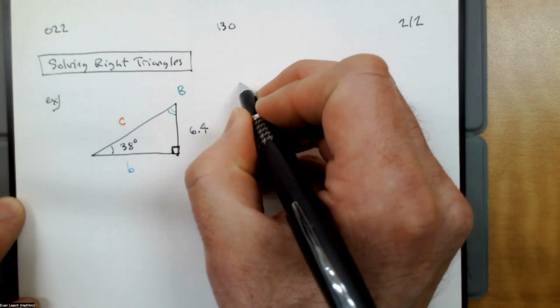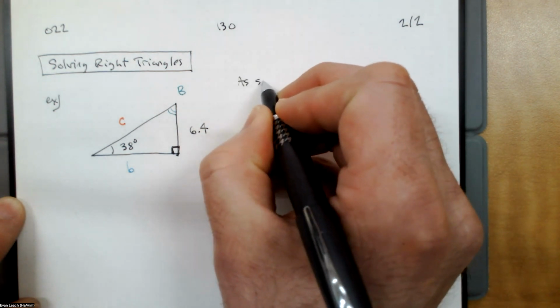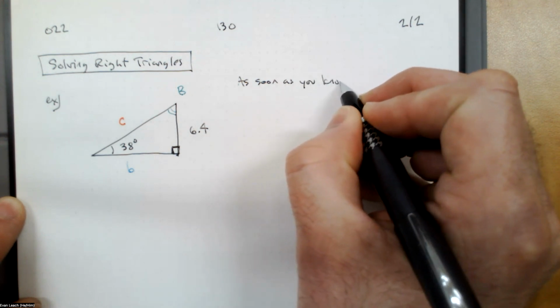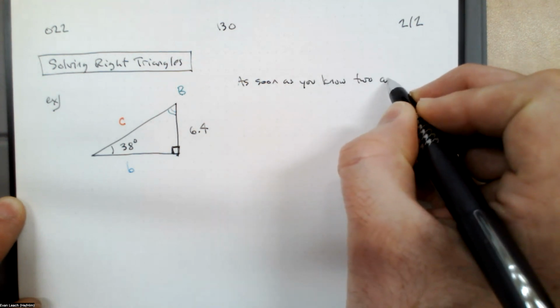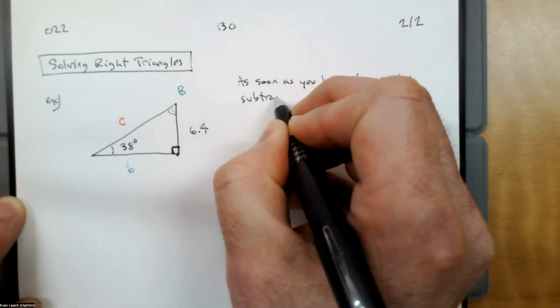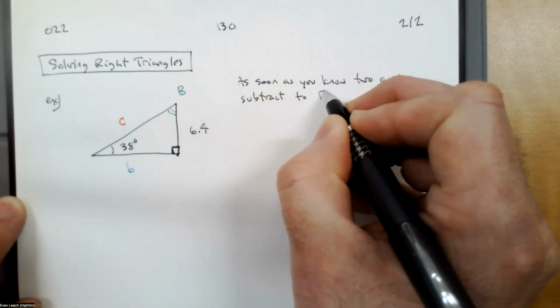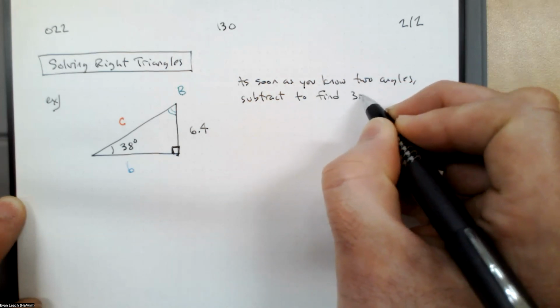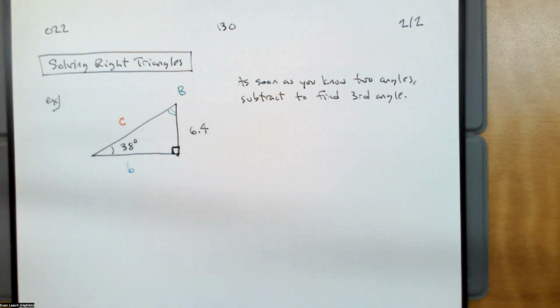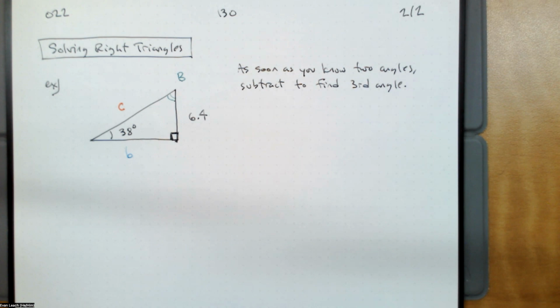If you know 2 angles, as soon as you know 2 angles, subtract to find the 3rd angle. In a generic solving right triangle scenario, if you know one of the angles, just subtract, find the 3rd angle. You have an abundance of information.